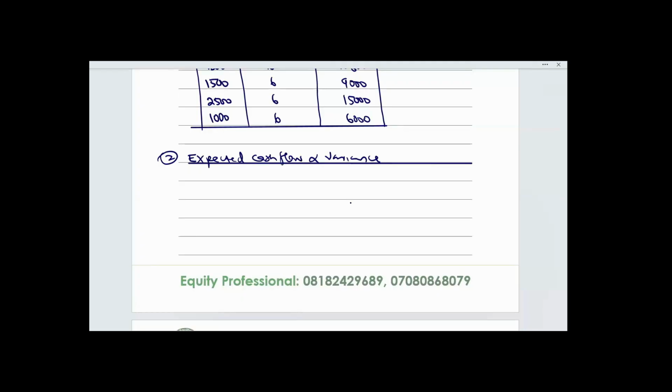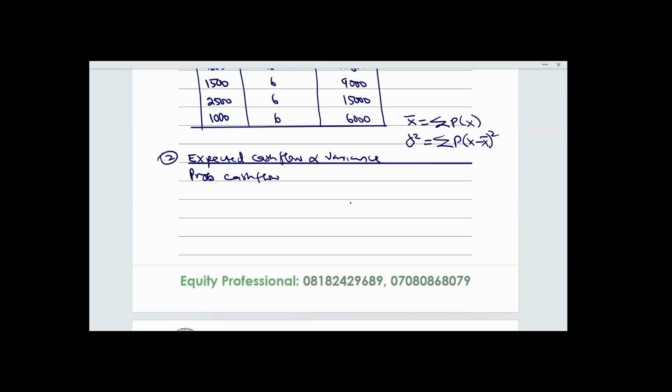So to get the expected value, you are supposed to remember, expected value is equal to the summation of probability of X. That is, you are supposed to multiply probability with the cash flow. Also, variance, denoted as sigma square, is computed as the summation of probability of X minus X bar squared. So I want to expand the formula of variance. We are starting with the probability, then we have the cash flow.